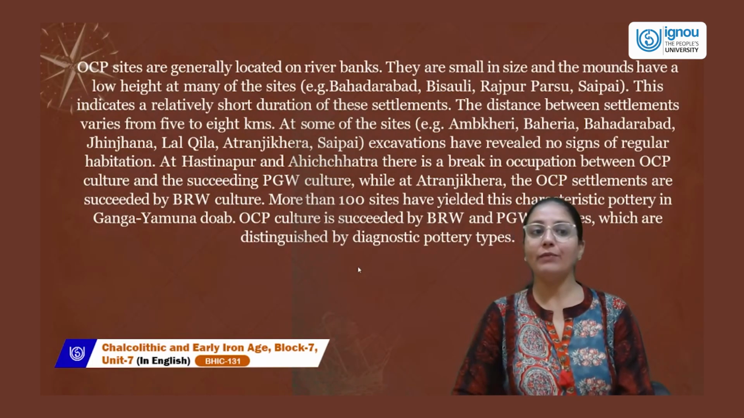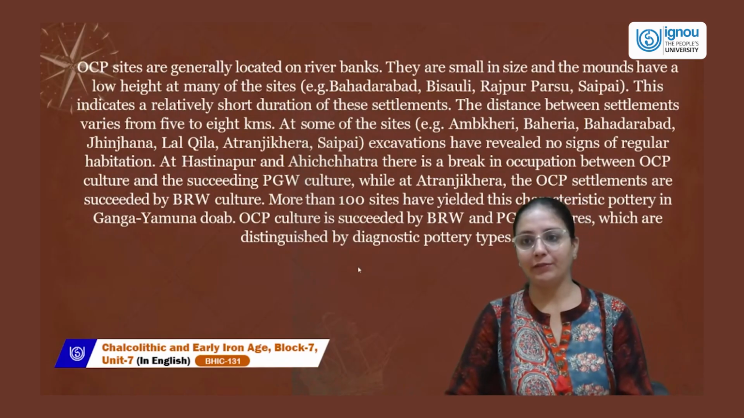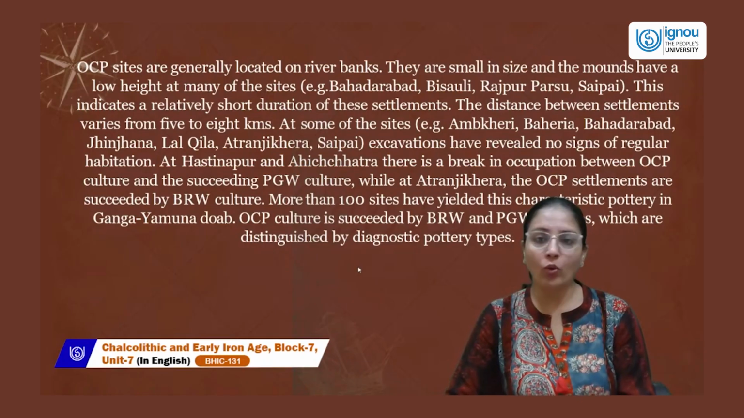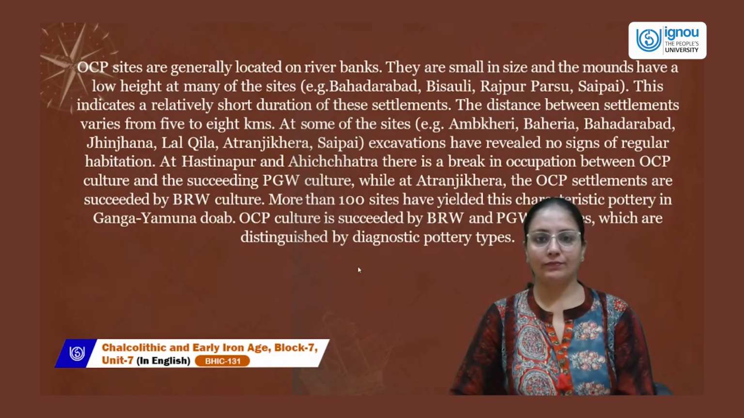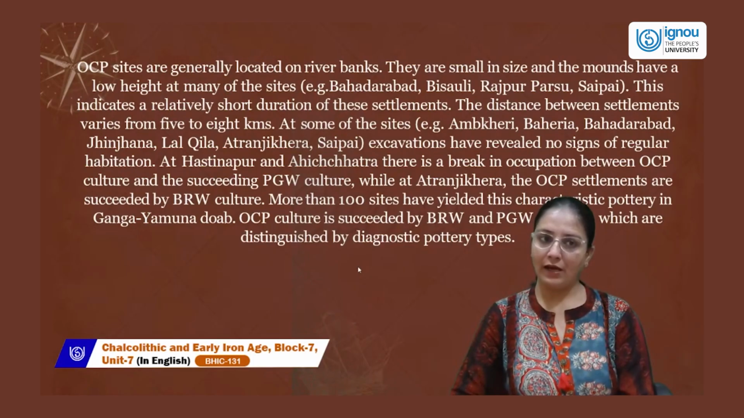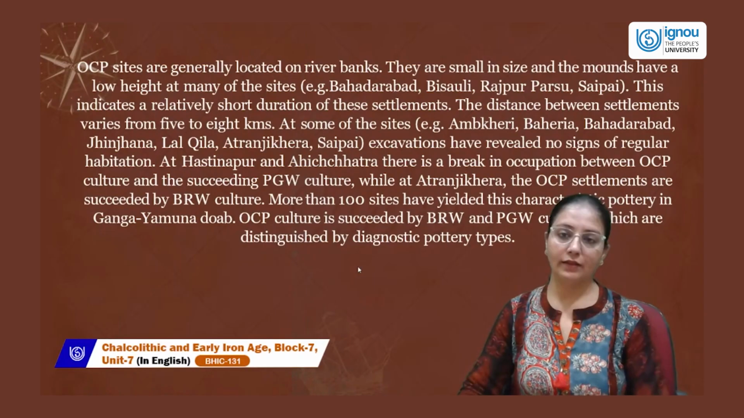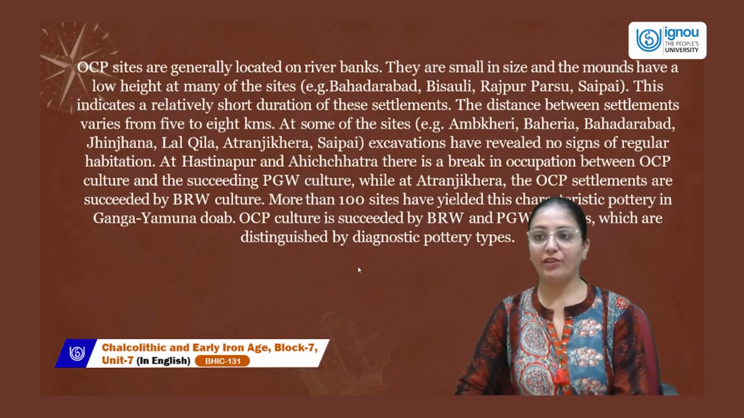The distance between settlements varies from 5 to 8 kilometers only. At some of the sites, like Amkheli, Bhatia, etc., the excavations have revealed no sign of regular habitation. At Hastinapur and Ahichatra, there is a break in occupation between OCP culture and the succeeding PGW culture. Now we are differentiating the occupations, starting the differentiation between OCP and PGW.